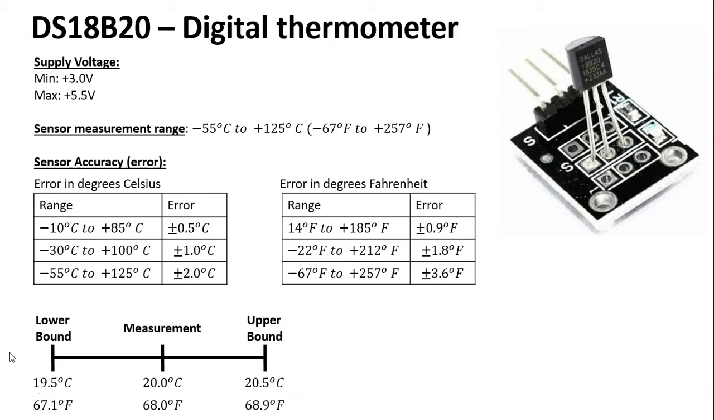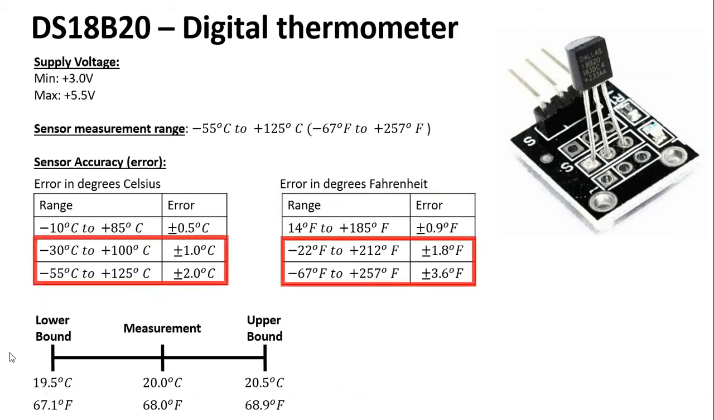When you look at the sensor accuracy, or what the error in the measurement will be, most projects, I assume, will be based on the first row, or that first range of readings, which in Celsius is anything between negative 10 and 85 Celsius, with an error of plus or minus 0.5 Celsius. And for Fahrenheit, the equivalent is any measurement between 14 Fahrenheit and 185, with an error of plus or minus 0.9 Fahrenheit.